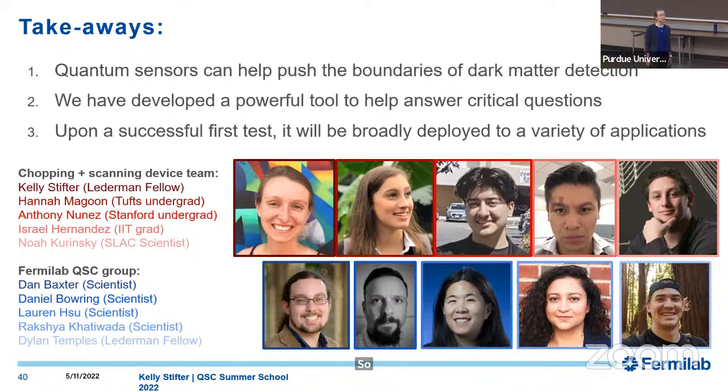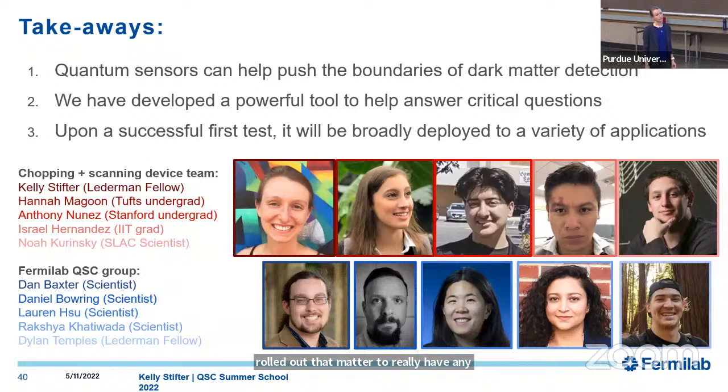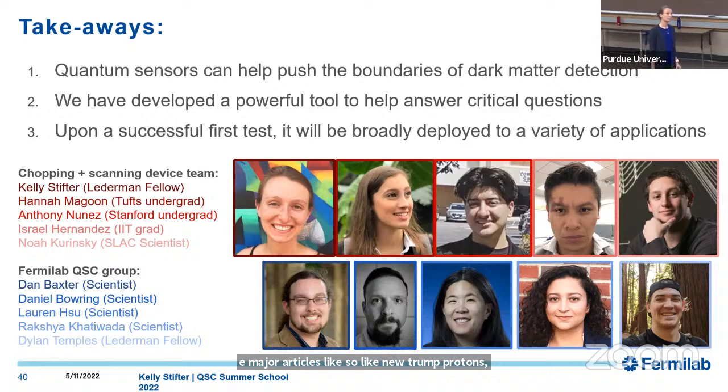So I guess in Aaron's lecture this morning, he kind of ruled out dark matter to really have any major particles, like neutrons, protons, electrons, at least as a collection. Are there quasi-particles that have effectively been ruled out, at the moment, to be a part of dark matter? So the way I'm interpreting your question is, is there anything in the standard model, anything that we know about, that could potentially be dark matter?